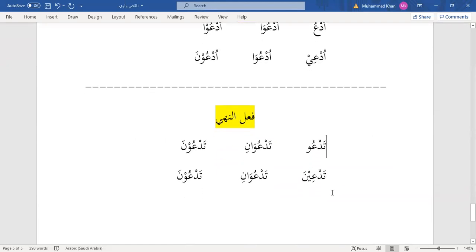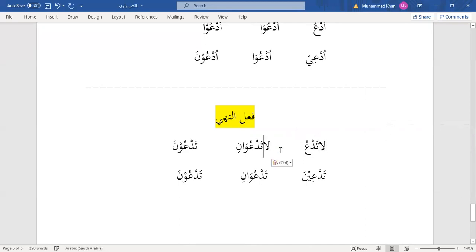Okay, fi'l nahi. How do we make fi'l nahi? La tad'u. Again, we put la, and then the ending we make it sakin, so it will be la tad'u. When the ending drops, as you can see, then it's ready.